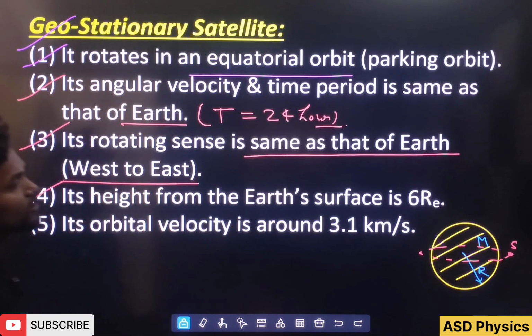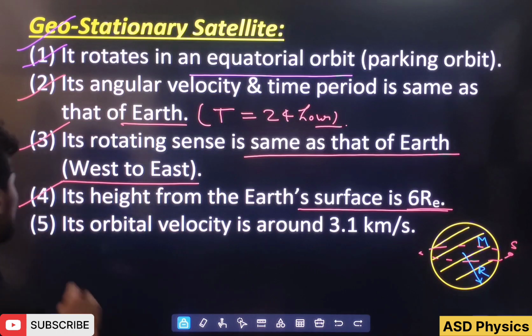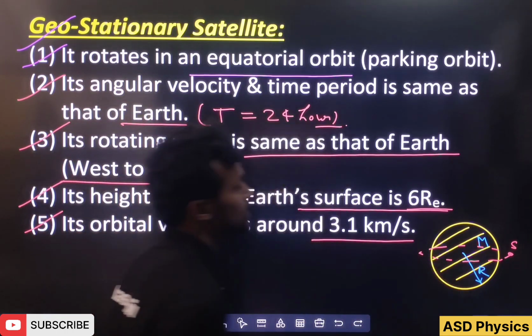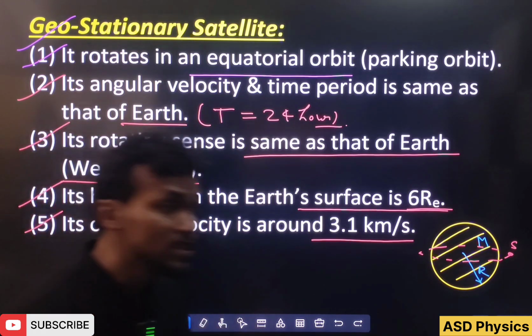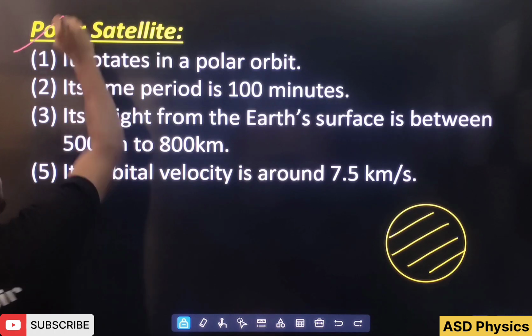Fourth point, its height from the Earth's surface is how much here? 6 RE. This data we should all remember. And the fifth one, its orbital velocity is around how much? This orbital velocity is around 3.1 kilometer per second, and that is the geostationary satellite.